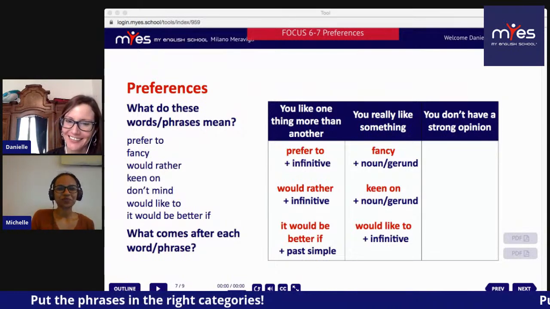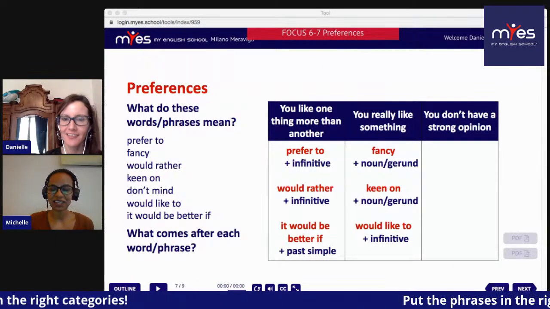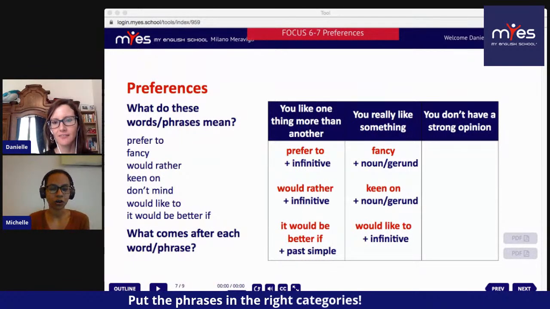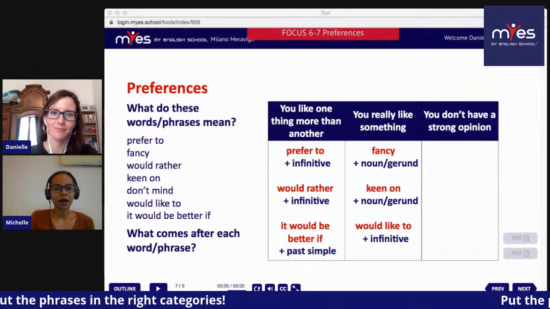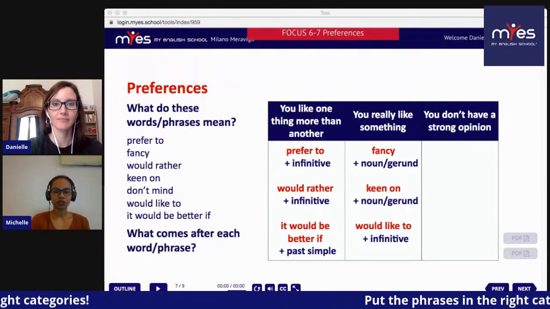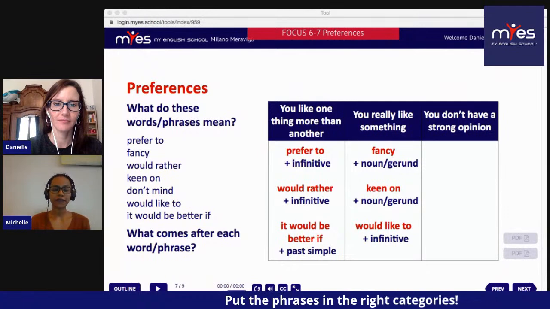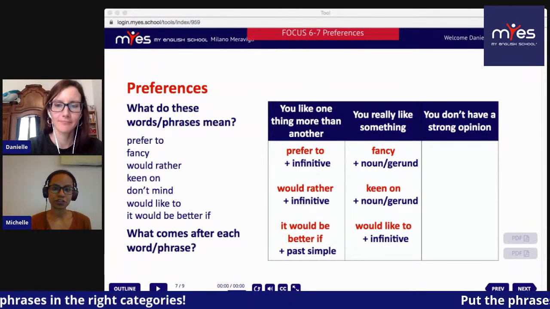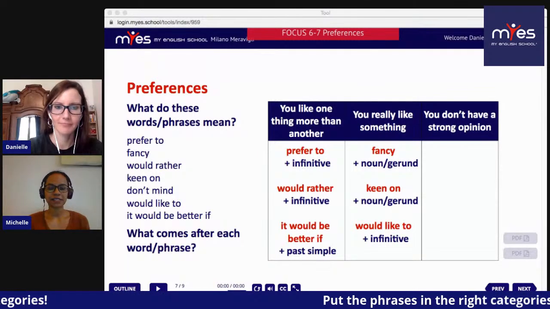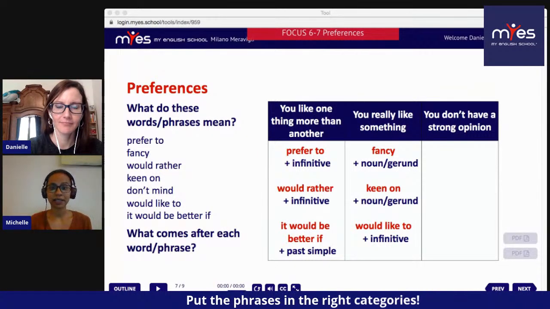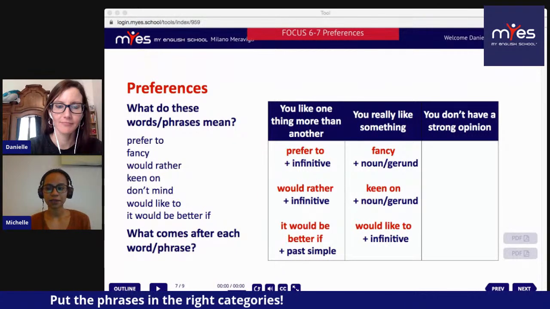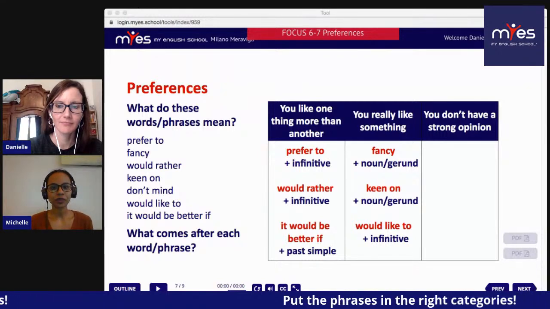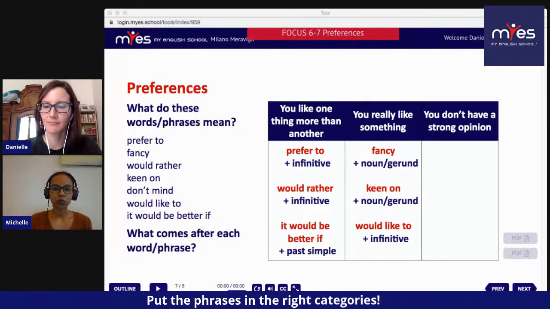Yeah. Okay, so you really like something, the same logic. I'm really keen on wine. I'm really keen on drinking wine. Because keen on is when you really like something. So you can even be keen on a person, which means it's similar to fancying a person. If I say I fancy Danielle, it means I like Danielle. And if I say I'm keen on Danielle, it means the same thing. I like her.